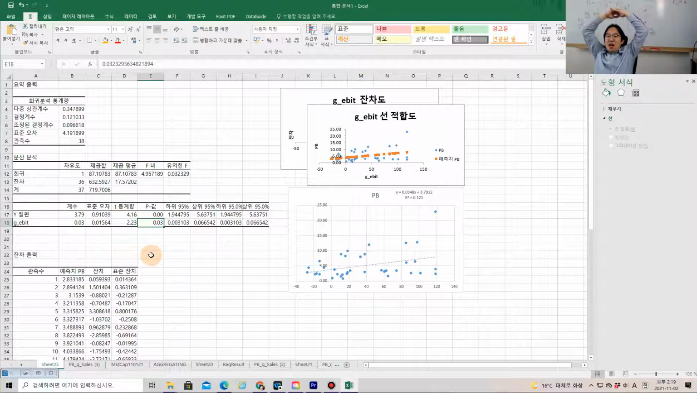Yes! And then intercept 3.79. Yeah, okay, fine. Very significant. Reject the null that the PB ratio average is 0. It's something positive. And the slope coefficient, we also reject the null hypothesis that the slope is 0. Okay, fine, it is positive. You're happy. Okay, good. So it is positive.